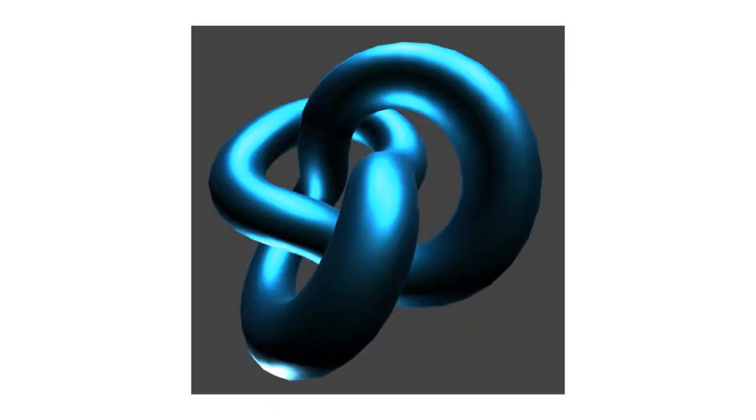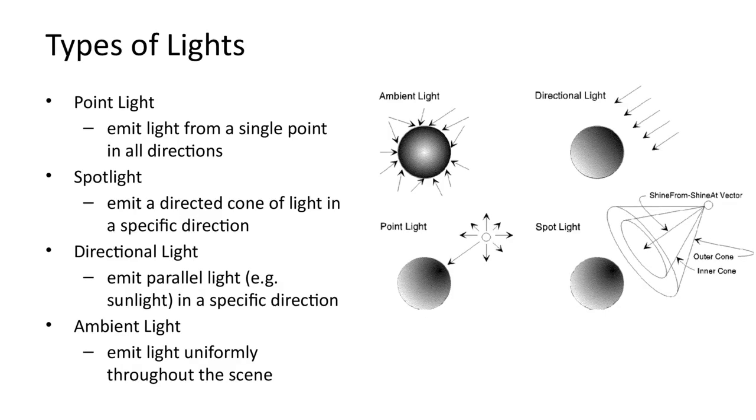In this video, we will look at lights and materials. There are 4 basic types of lights that are available in most rendering systems. They are point lights, spotlights, directional lights and ambient lights.